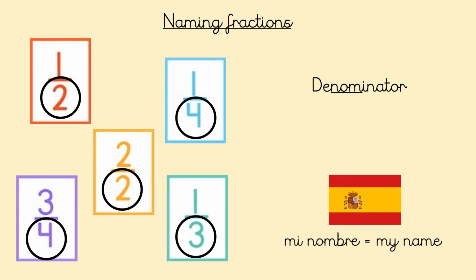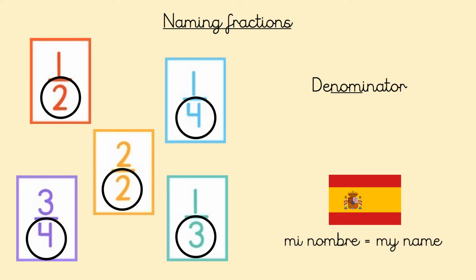What we're going to start off with is the denominator. The denominator is the number on the bottom. We can use D for denominator and D for down on the bottom to help us remember. But the best way to remember is to remember that denominator means the namer. And if we remember our Spanish, my name in Spanish is mi nombre. My name. Denominator is talking about the name of the fraction.